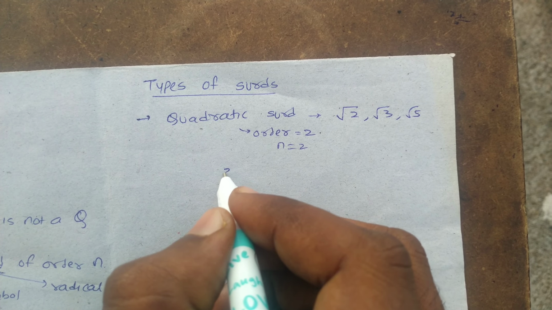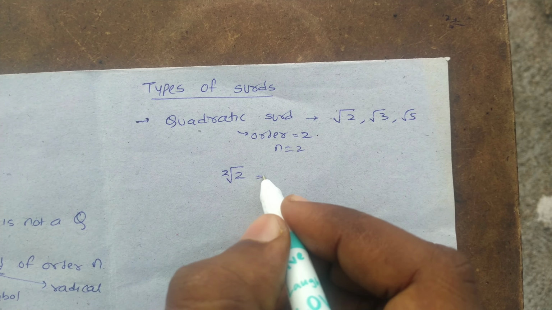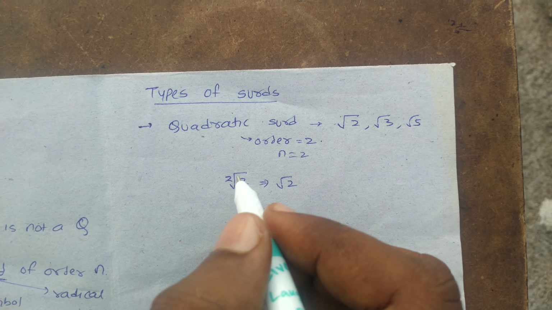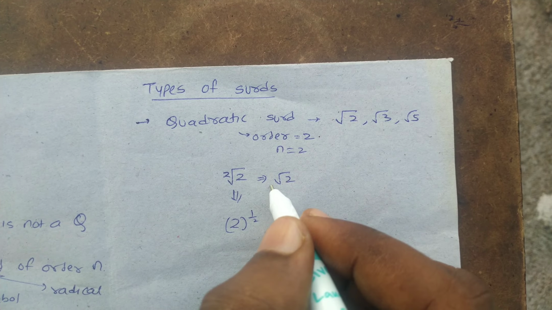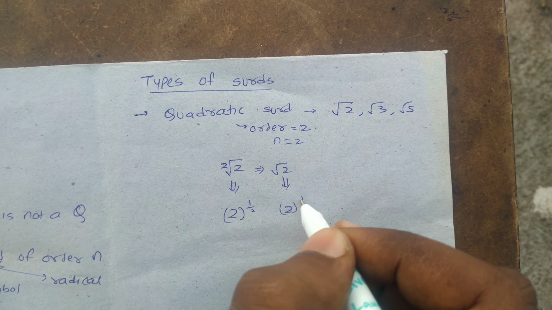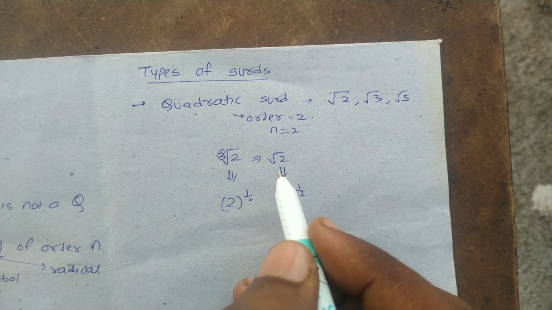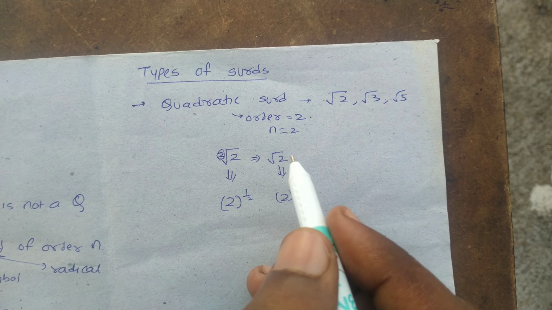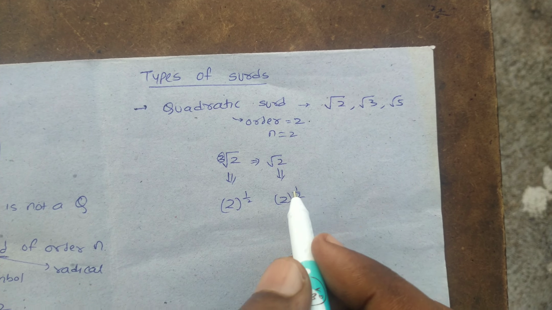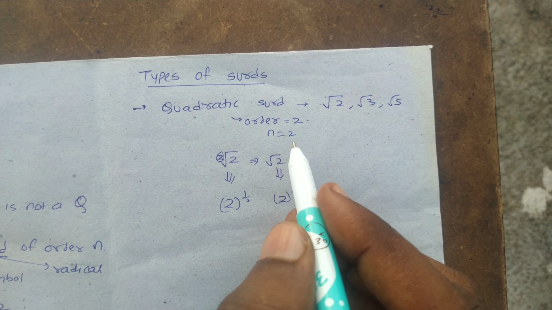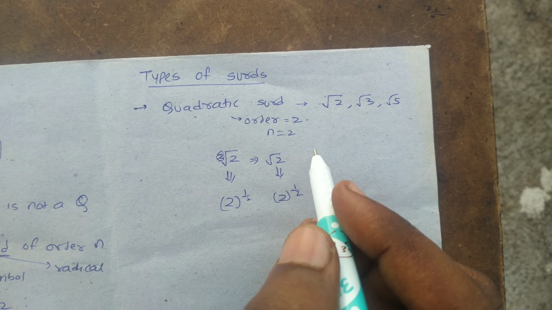Suppose you have 2 root 2. This is a quadratic surd, but this is equal to root 2 only, because we write this value as 2 power 1 by 2, and similarly this value also as 2 power 1 by 2. If you keep 2 here or not, both are the same. Are you able to understand? So the roots in this form, where order equals 2, or n equals 2, or index equals 2, are called quadratic surds.